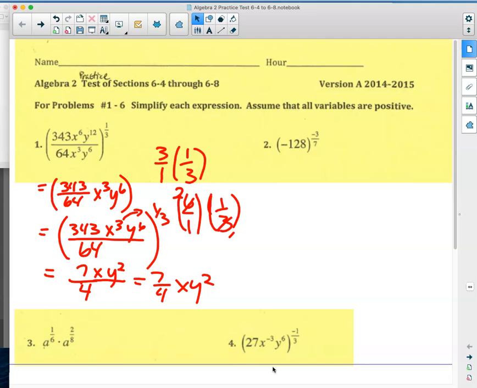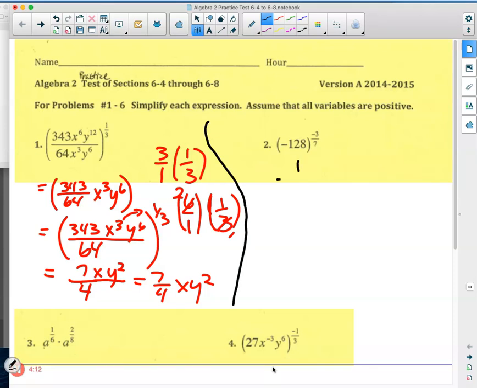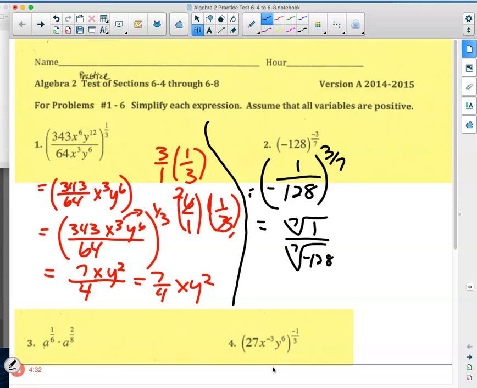Number 2 says we have negative 128 to the negative 3/7. And the first thing I notice is that negative power. And we talked when we were going through these sections about how that's dangerous because people forget it. So first thing to do, make it a reciprocal and a positive power. And then I think, well, negative 3/7, the 7 is the root. So what I really need is the 7th root of 1 over the 7th root of negative 128, and all of that will be cubed.